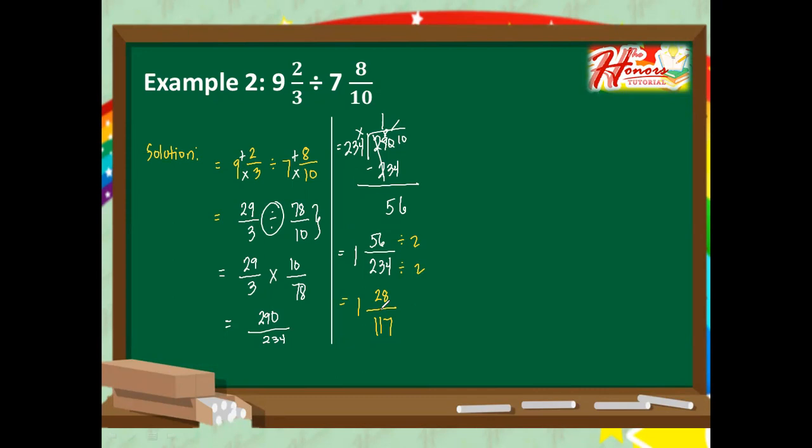Yes, this is the final answer. It is because of two reasons. The first one is that your fraction, which is 28 over 117, is already a proper fraction. So there's no need for us to change this into a mixed number. And also, there's no number that can divide the numerator and denominator at the same time without remainder. So therefore, the final answer is 1 and 28 over 117. So let's have another example.